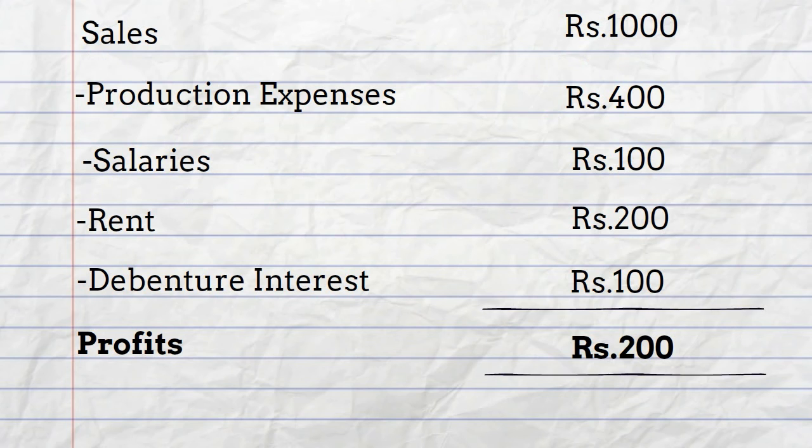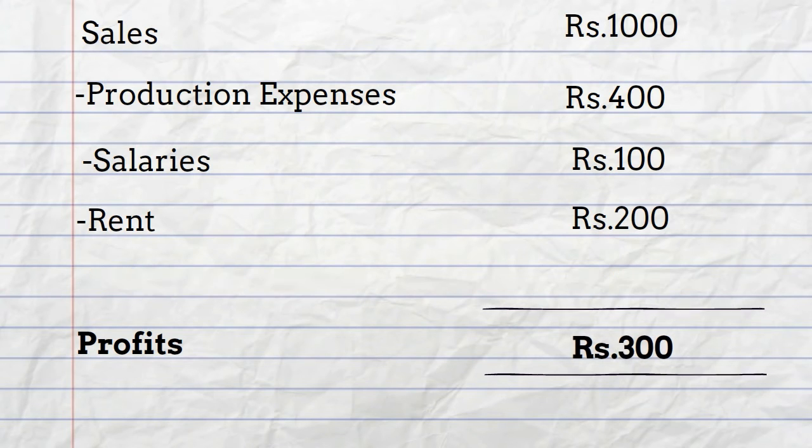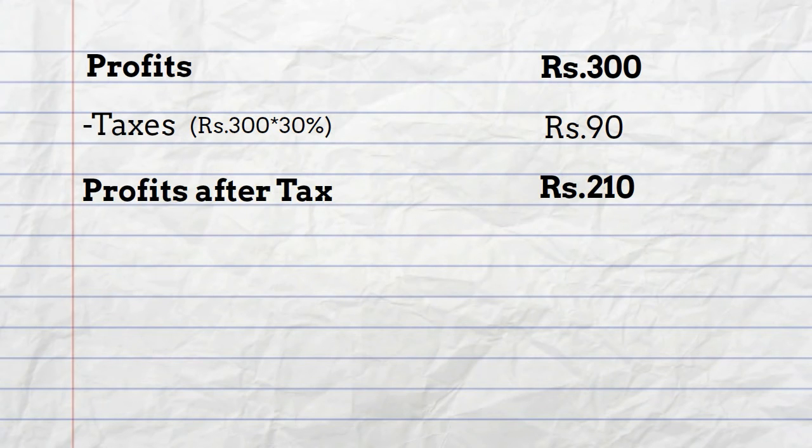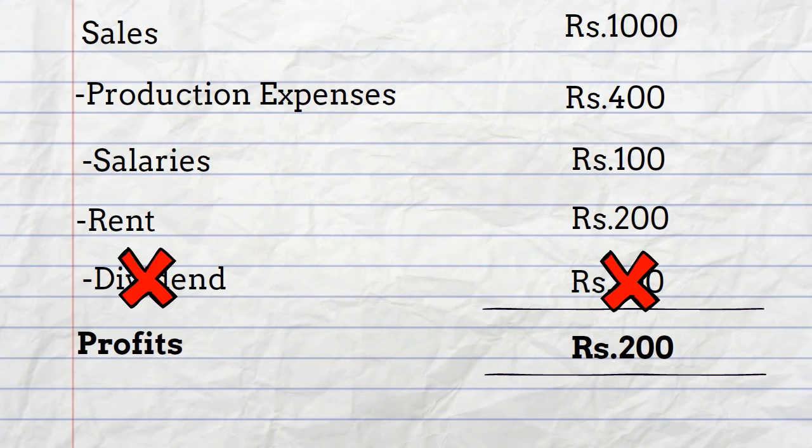Now assume you don't have any debenture interest and you are opting for equity. So in this case, let's see how the profit changes. The revenue is rupees 1000, production expense is 400, salaries is 100, rent 200, and the profit is 300. Now calculating taxes on 300, we get 300 into 30%, 90 rupees as taxes. So if you deduct 90 from the profit of rupees 300, you get a profit after tax of rupees 210. So in this case, dividend is not allowed to be deducted as an expense like you did for interest.